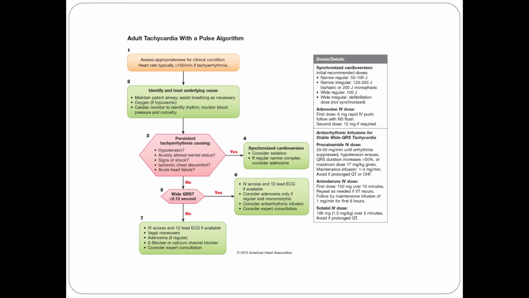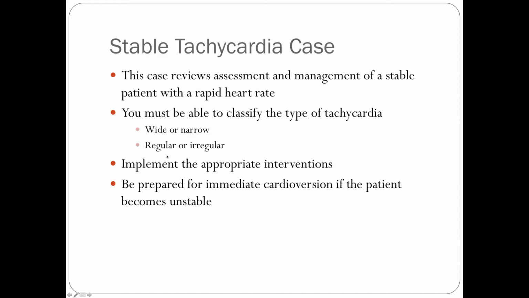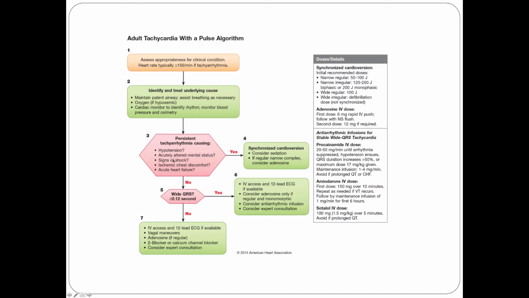So here's your adult tachycardia with a pulse algorithm. We want to assess the heart rate, typically over 150, right? That makes it tachycardic, very tachyarrhythmic. Maintain your basic IV, O2, monitoring. Same kind of stuff. Watch your pressures and watch your patient if he is now starting to have hypotension, altered mental status. So all these are unstable signs here. Once this patient becomes unstable, yes, we want to go ahead and cardiovert these people.